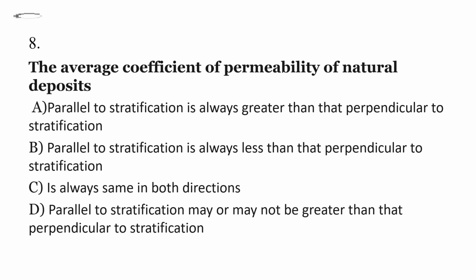Here you are having your 8th question, the average coefficient of permeability of natural deposits. You are having 4 options. Here your correct answer is option A, which is parallel to stratification is always greater than perpendicular to the stratification. Here it is assumed that when the water is flowing in a direction parallel to the different layers of soil, it is known as parallel stratification. That is, these are the different layers of soil.